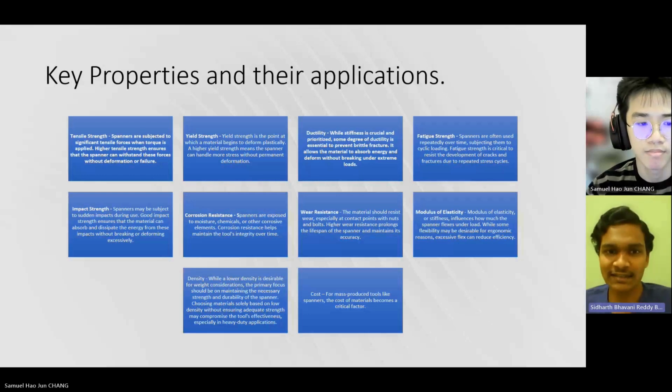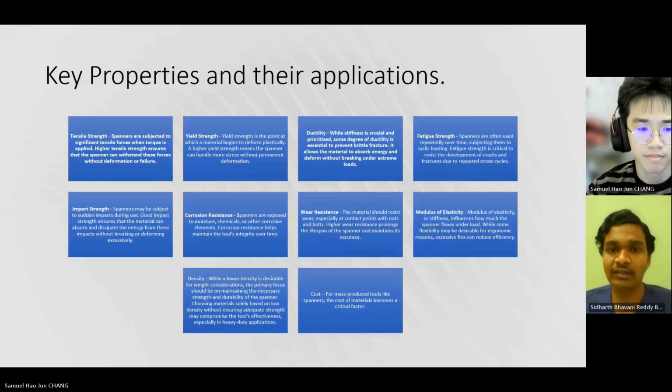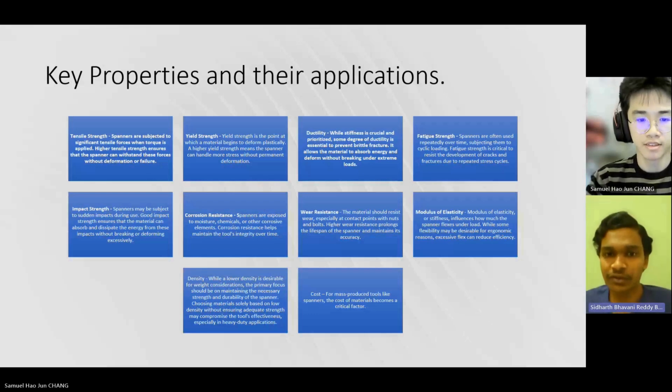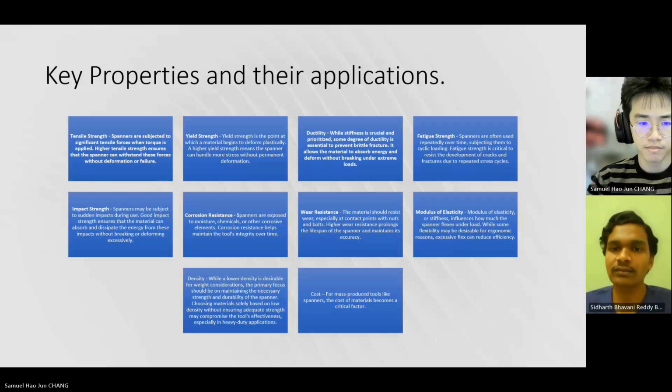The second key property is yield strength. A higher yield strength means the spanner can handle more stress without permanently deforming. It ensures a long lifespan for the spanner. The third property is ductility. While stiffness is crucial and prioritized, a good degree of ductility makes sure the spanner can absorb energy and deform without breaking if there's an extreme load, and it helps avoid injuries to the consumer.